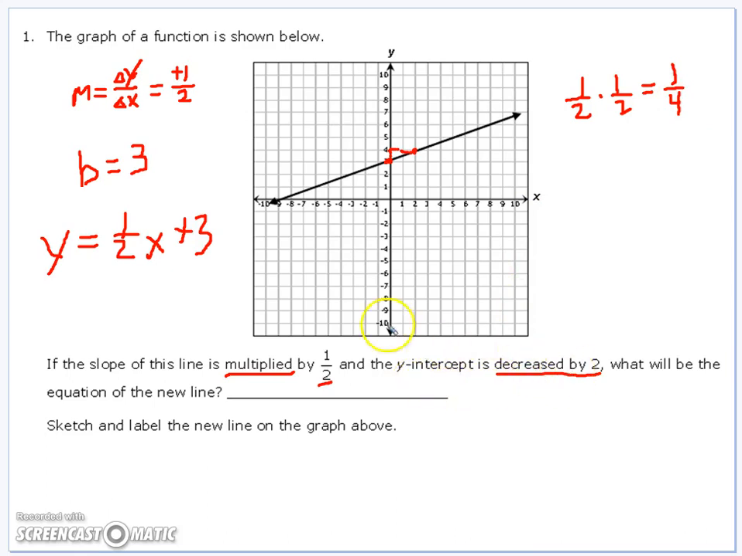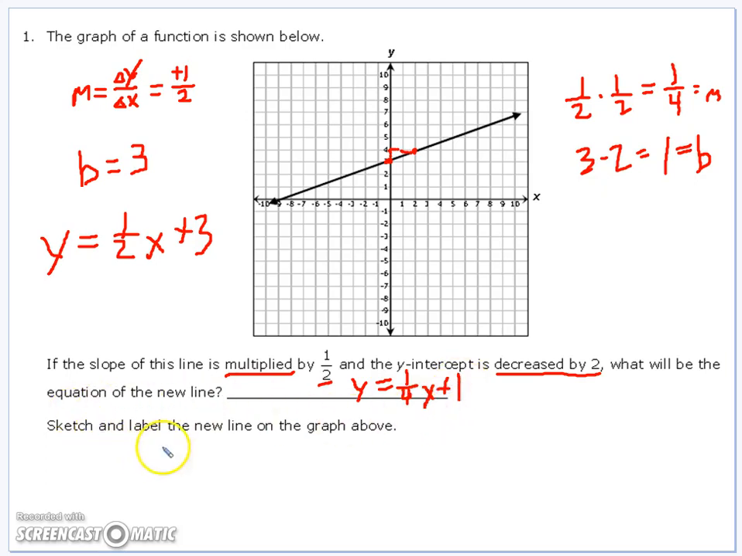Now my y-intercept needs to be decreased by 2. Well, it was 3, so 3 subtract 2 means our new y-intercept is at 1. So this is our new m up here, and this is our new b right here. So my new equation for my line is going to be y equals 1/4 m. I'm sorry, 1/4 x. M is the 1/4. Plus 1.